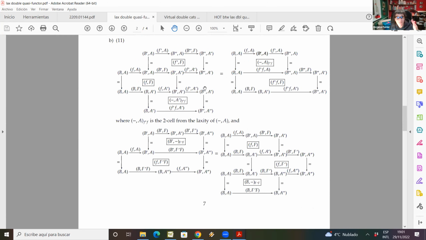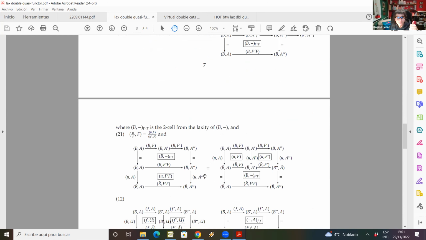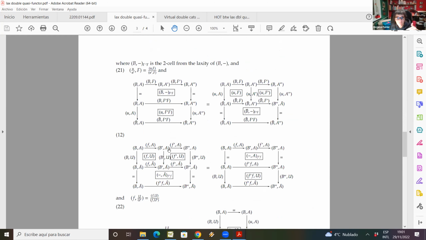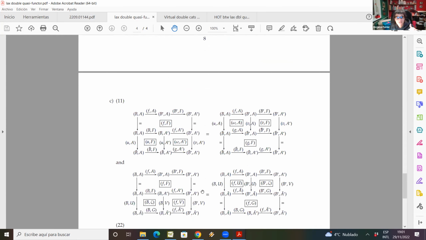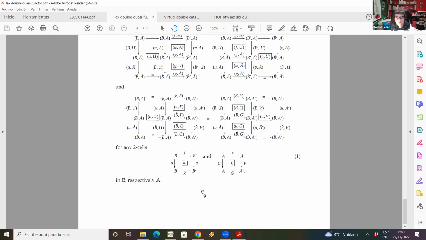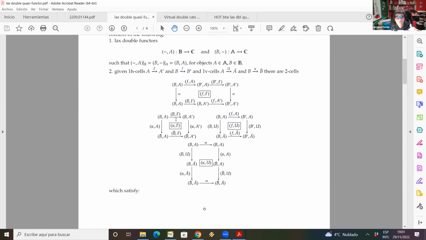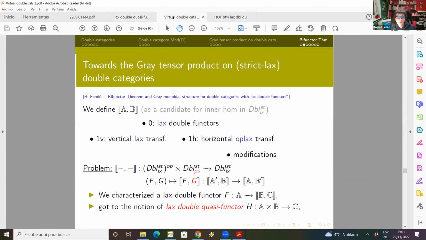So here are some which are purely horizontal. But then you have also laws involving vertical cells. So we have these four types of cells. In the case of Gray, who treated two-categories, you only had this first type of two-cell, right? So these other three, of course, did not exist there.